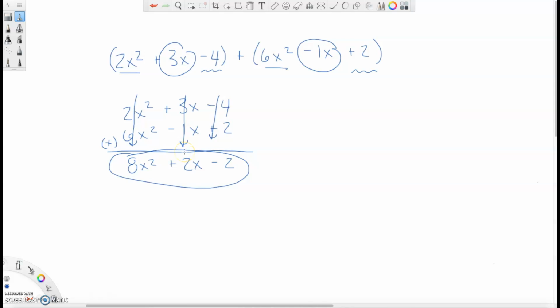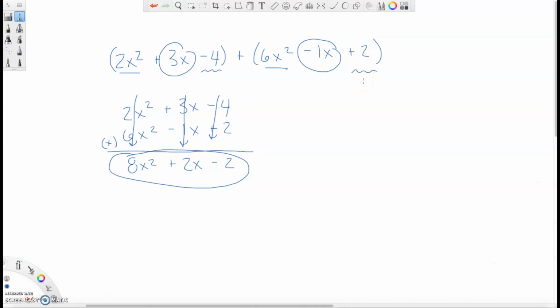Now, if you don't necessarily like this method, by all means, feel free to just take it up here and add them together. 2x squared plus 6x squared gives you 8x squared. 3x minus 1x gives you 2x. And negative 4 plus 2 gives you negative 2.